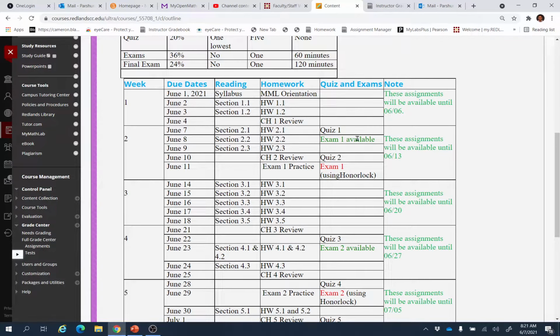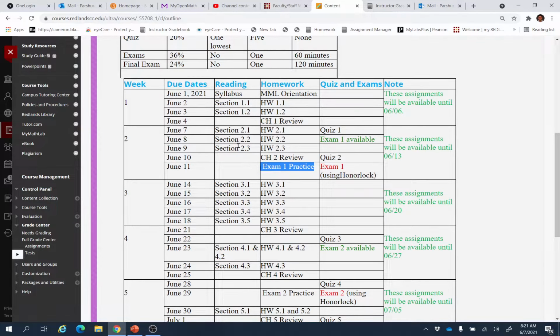Tomorrow exam one will be available, and this exam will be from chapter one and chapter two. And you also have the exam one practice assignment. So make sure that you take this exam one practice assignment very seriously. It will help you to prepare for exam one.